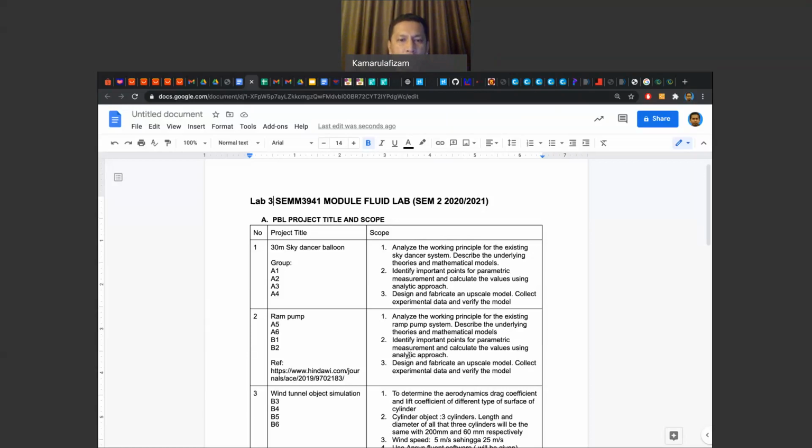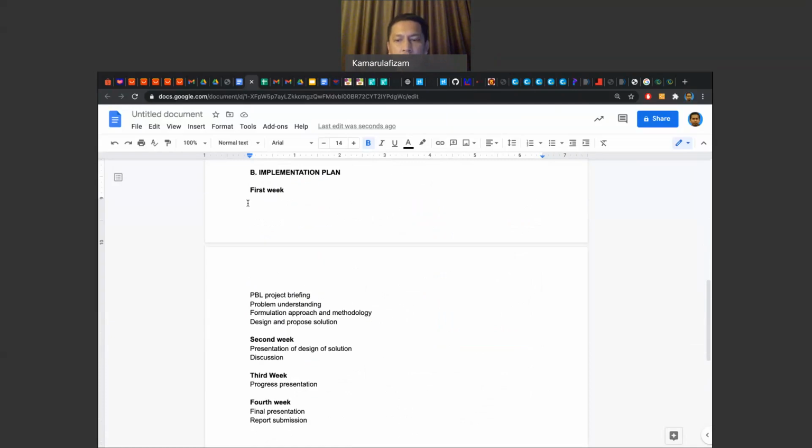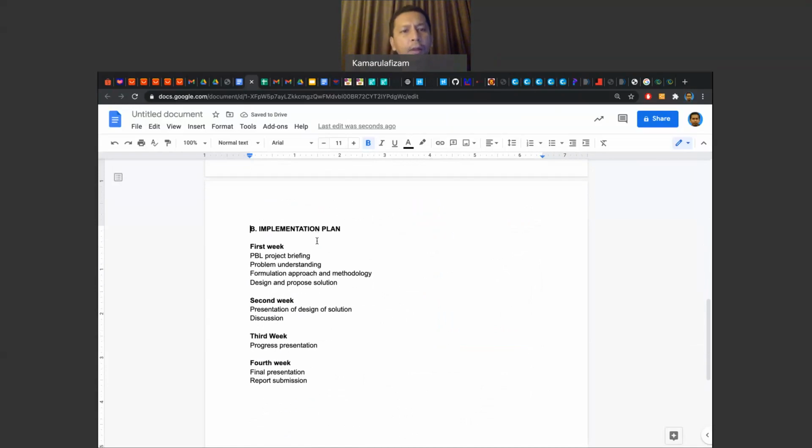And then I'm going to simply go through the implementation plan. We have the first week, which covers the project briefing, and after this briefing, you will get in groups. You have to discuss the problem. You have to try to understand the problem, and then come out with the approach, the methods, the solution, and of course work on the design.